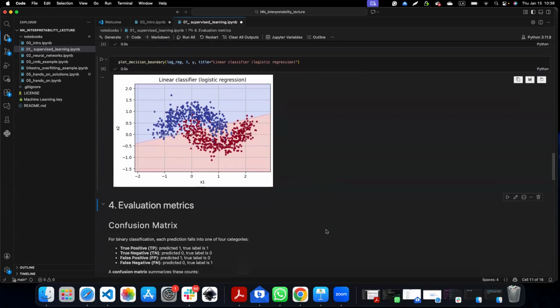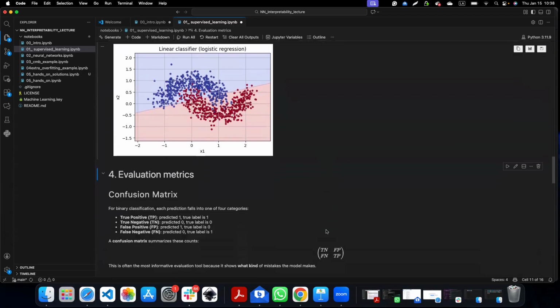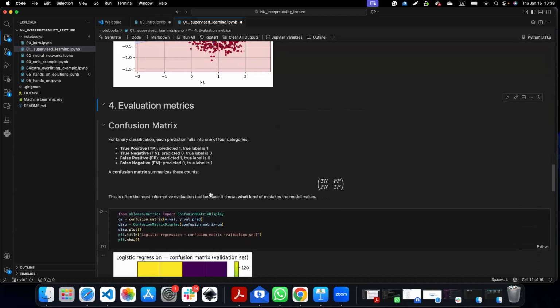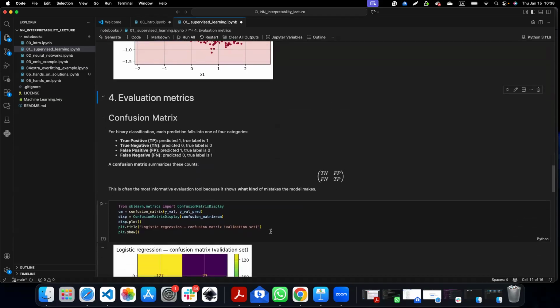But the thing is, how can we diagnose if your machine learning model is not working very well? Of course, you can draw the frontier, but something that can be done more easily is just to compute the confusion matrix. How do you compute it?